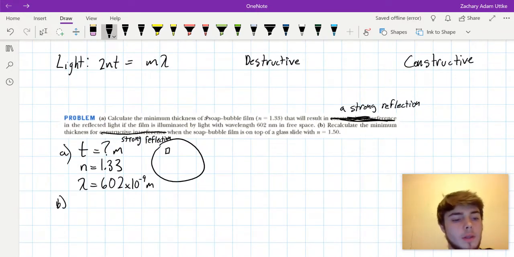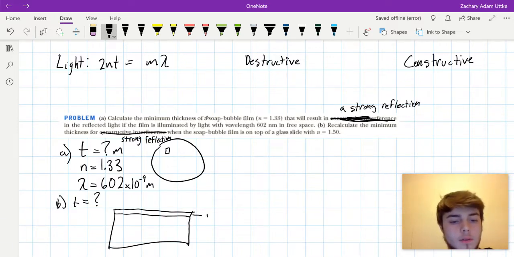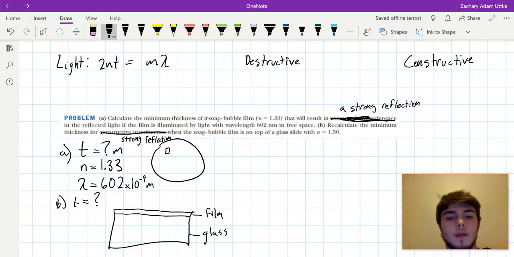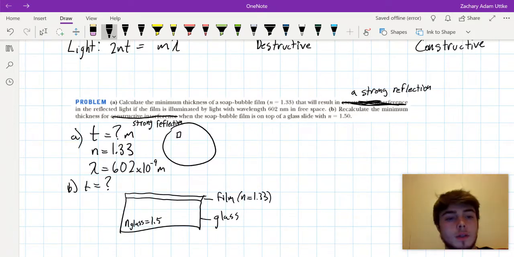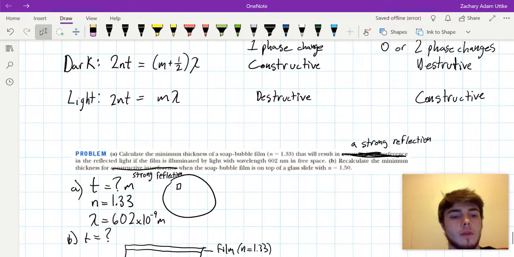Part B, recalculate thickness if it is on a glass slide. So let's draw that. This is our thin film on a glass slide. So it's the film, and this is glass. And I'll try and walk you through what's going on. So N of glass equals 1.5. N of film equals 1.33.